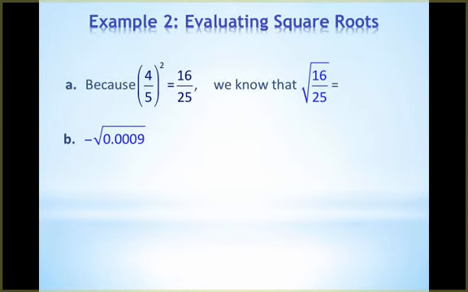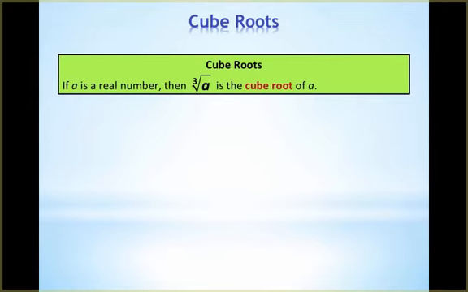What about the square root of 16 over 25? Well, we know that 4 over 5 times 4 over 5, or 4/5 squared, is 16 25ths. So the square root of 16 25ths would be 4/5. And notice, really, all we did was take the square root of 16 was 4, and the square root of 25 was 5. The negative square root of 0.0009, then I would have to have negative 0.03 times itself to give me 0.0009.